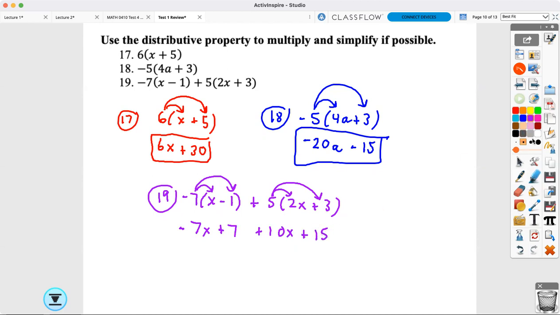All right, class, do we have any like terms here? Can I combine -7x with something else here? Yes, 10x, that's correct. And then what else could I combine together? 7 and 15, correct. So -7x plus 10x is positive 3x. 7 plus 15 is 22. And we're done.